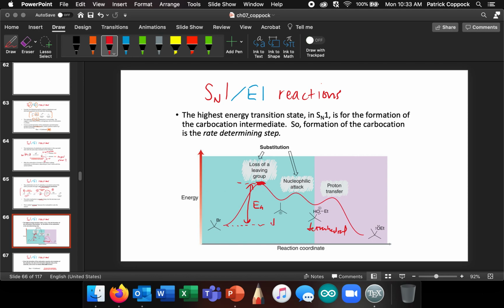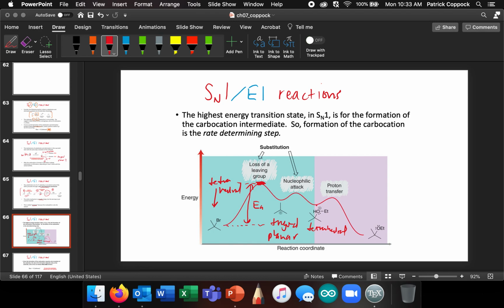Tetrahedral. This is trigonal planar, right? Trigonal. Can you read my writing? Trigonal planar. This is tetrahedral, right? That's also tetrahedral. Okay? So we have a trigonal planar intermediate. Then we go back to a tetrahedral intermediate, and then we get proton transfer.